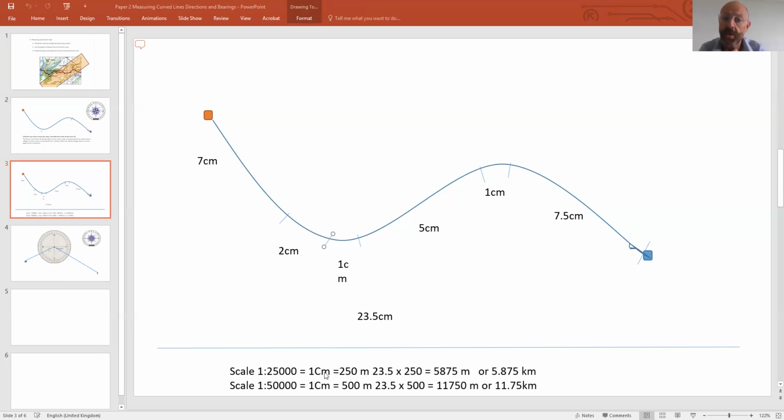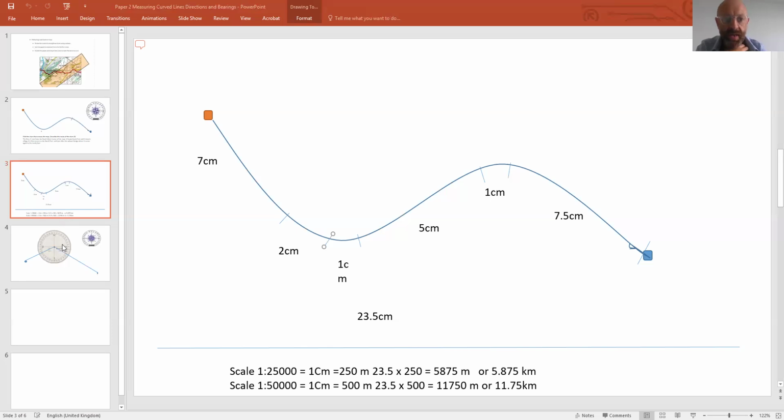If it's the bigger scale, the 1 in 50,000, 1 centimeter represents 500 meters. So it'd be 23.5 times 500, which is 11,750 meters, or 11.75 kilometers. Again, use Geo-Hacks, much better than I am doing this.